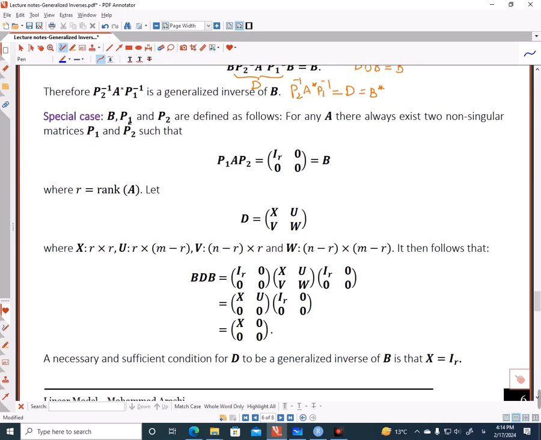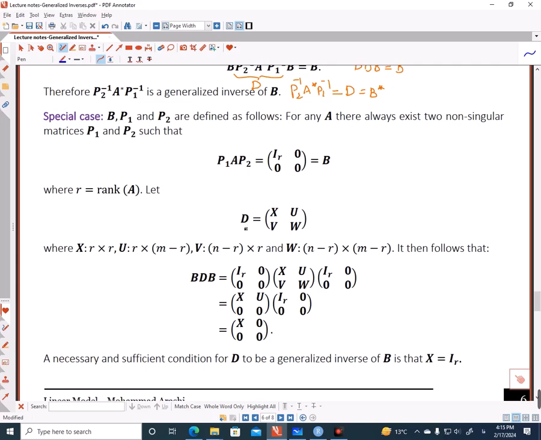Suppose that B, P1 and P2 are defined as follows. Then for any A, there exist two non-singular matrices P1, P2, such that we have this equality here, and the rank of A is equal to r. Here, B is a block diagonal matrix. On the diagonal entries, we have the identity matrix and a zero matrix. These zero matrices are matrices in which all elements are equal to zero.